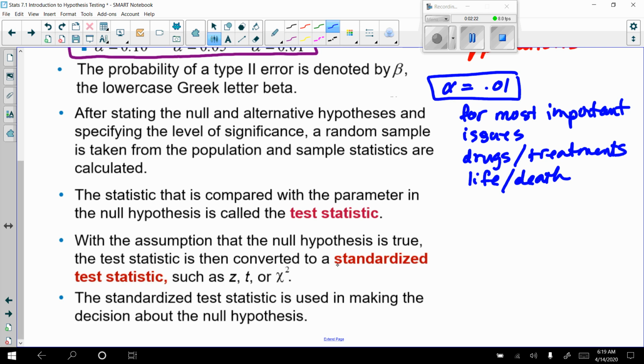So we have done z-scores, we've done t-distributions, and we've done chi-square distributions. So these alpha levels work for all 3, and hypothesis testing works for all 3 also. And I'll show you where the alpha level comes into play when we get to an actual example for testing.